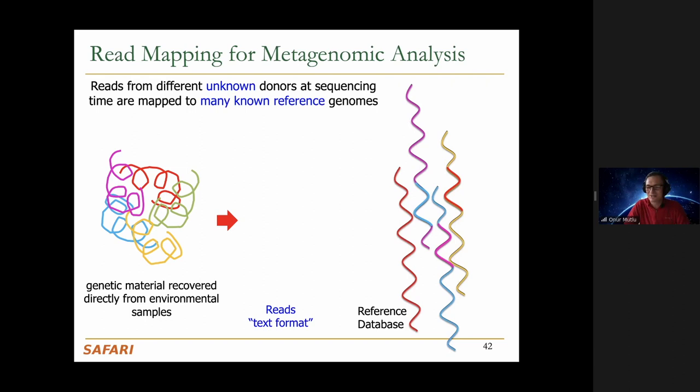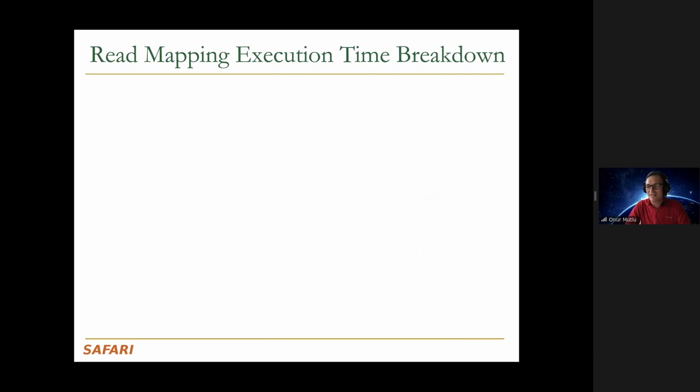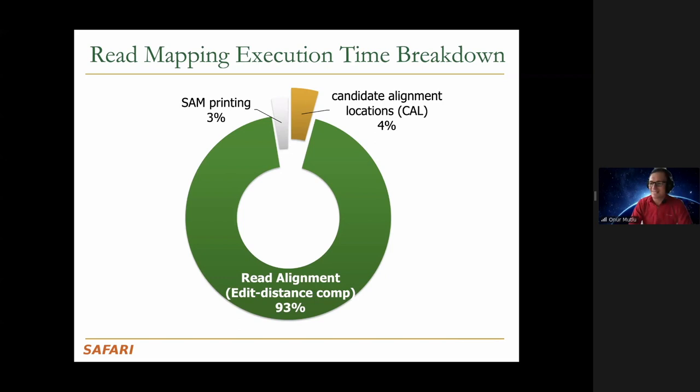So if you look at the execution time breakdown of read mapping, let's go back 5 or 6 years ago, it looked like this. Basically, most of the time was spent on what's called read alignment. This is edit distance computation. Basically, you take a piece of text and you try to match it to another piece of text that you have in the reference. And you try to do this approximate string comparison with some differences allowed.